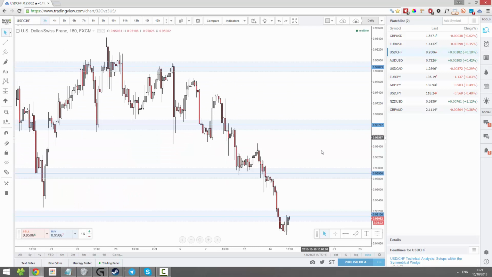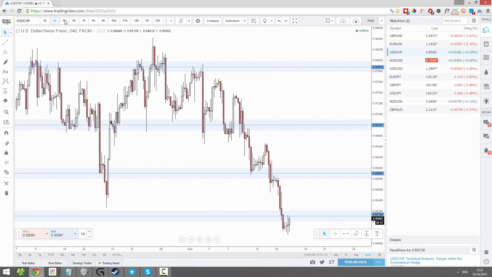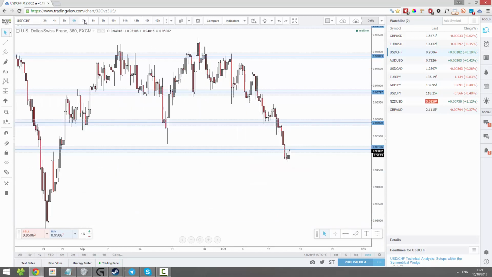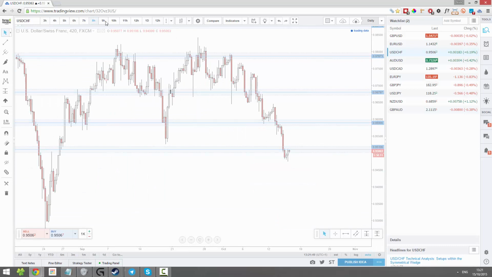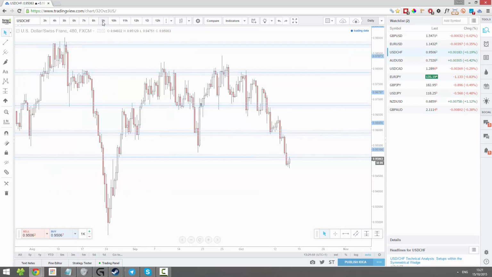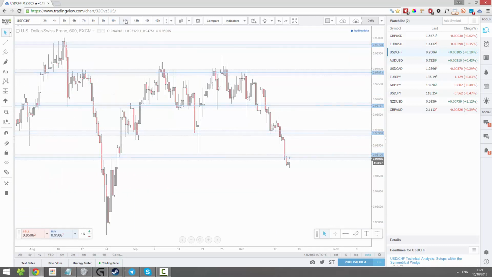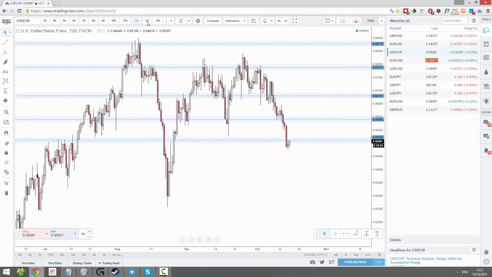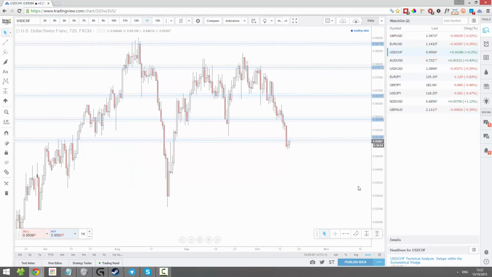USDCHF, I was looking at a potential trade here yesterday, but it broke below my support area, and now it's gone back up to it. So no trade here, but I'm still going to follow my process systematically and go through each and every time frame and just try to see what price is actually doing.